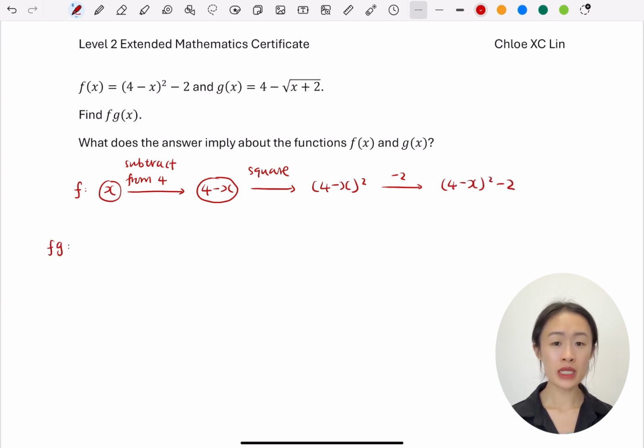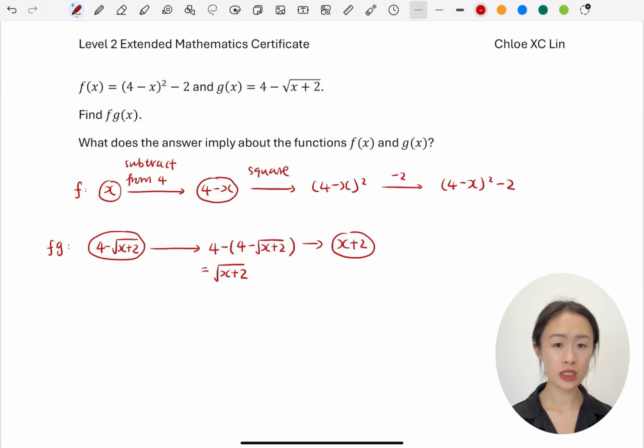Now fg means the input is g. So g is 4 take away root x plus 2. This becomes our input. We need to subtract from 4. So 4 subtract 4 take away root x plus 2. Expand the bracket, we see we have root x plus 2. Now we need to square it. That gives us x plus 2. Subtract 2. That gives us x. Okay, so fg(x) is x.